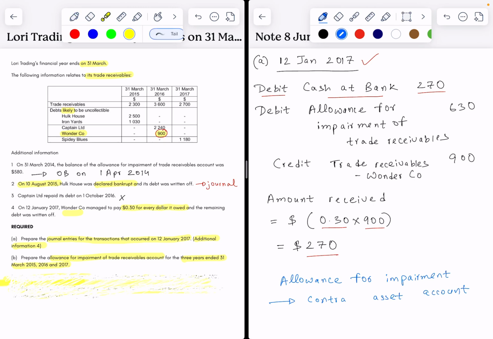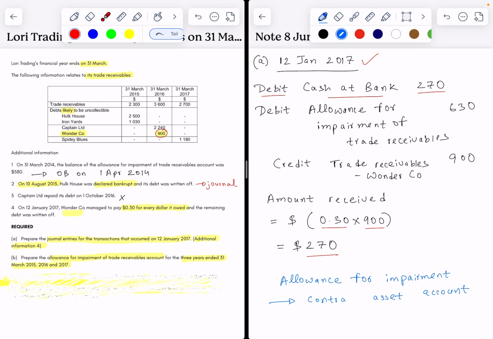Lorry Trading's financial year ends on 31 March. So based on this first sentence, we understand that we are working with a business where the financial year starts on 1 April and ends on 31 March of the following year. We are given some information relevant to this business's trade receivables, and we have got information for 3 different financial years ending 31 March 2015, 31 March 2016, and 31 March 2017. We know the amount of trade receivables for each of these 3 different financial years, and also the debts which are unlikely to be collectible for each of these 3 different financial years.